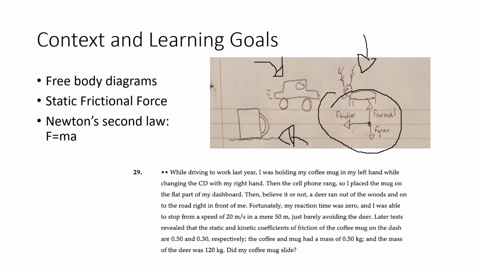And basically, friction is keeping it accelerating with the car, while there is also normal force and gravitational force that are equal. So there is only a net force where the car is experiencing acceleration, and the mug basically follows the car.